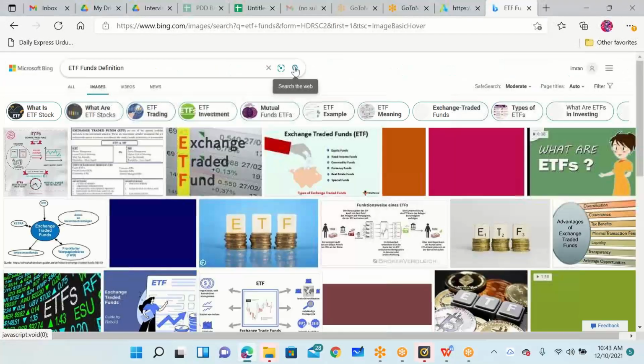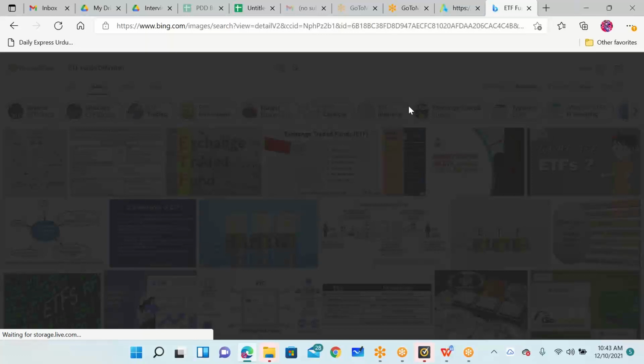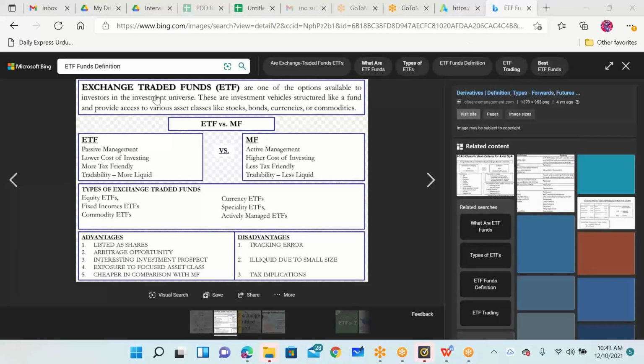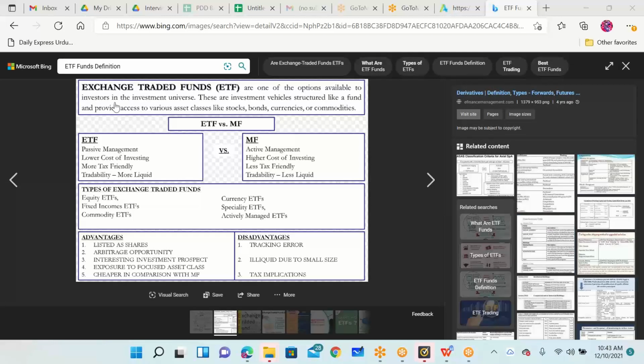ETF funds definition. Let's see, what is ETF? All right, exchange traded fund is one of the options available in the investment universe. These are investment vehicles structured like a fund and provide access to various assets. Bonds, currency, and ETF versus MF. Passive management, lower cost investing, more tax friendly, tradable. MF is mutual fund, active management, higher cost. Types of exchange traded fund: equity ETF, fixed income, currency, pretty much same as the other securities, the same way it is traded as well. Their investment vehicle structure like fund, advantage listed as share, arbitrage opportunity, listing.